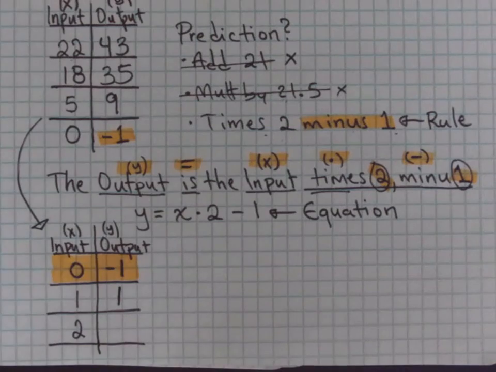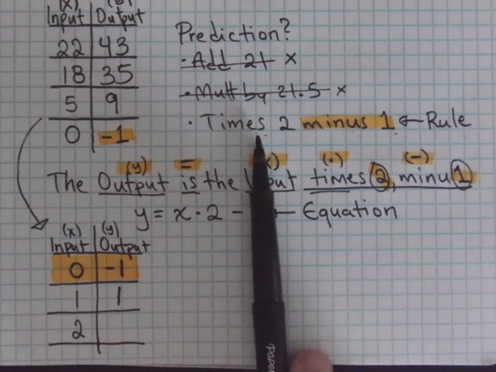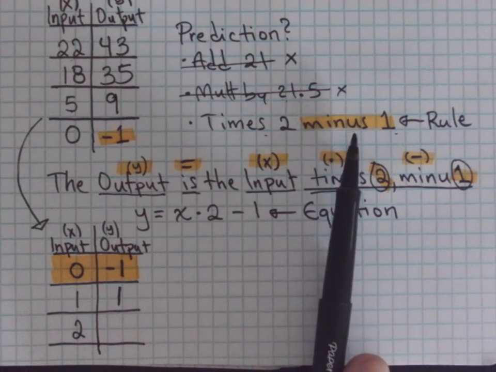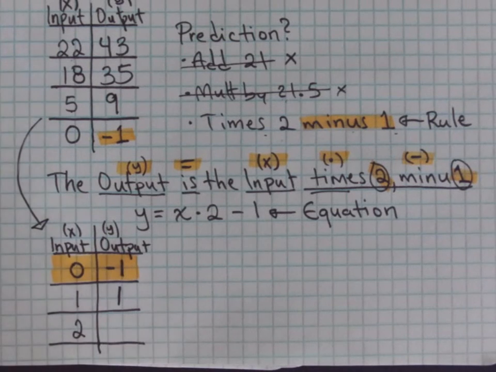Let's move on. What if my input is 2? What would I get if I do times 2 minus 1? Tell me what that would be. Good. Anybody else? We're almost done, people. I swear. I just need more people involved.